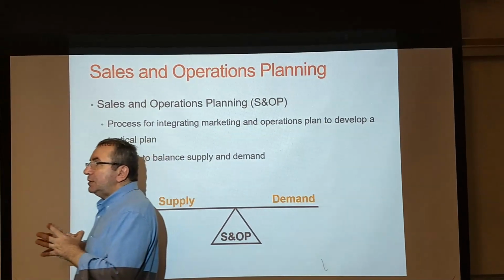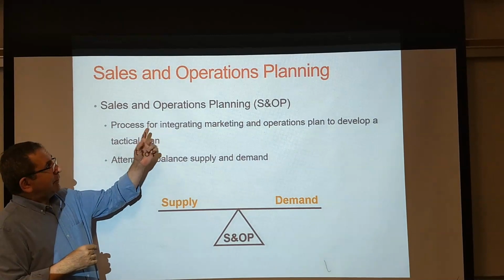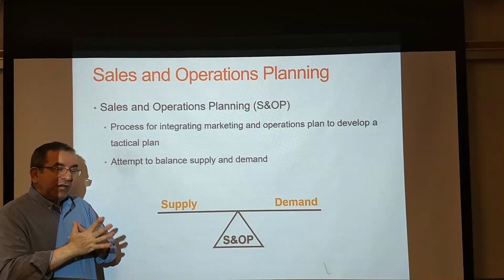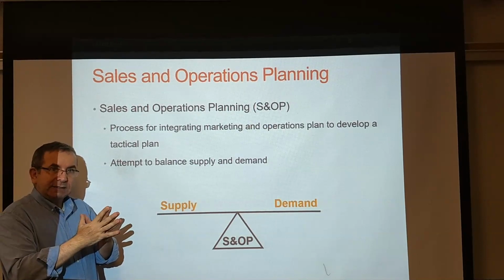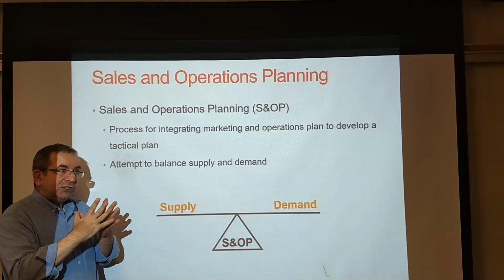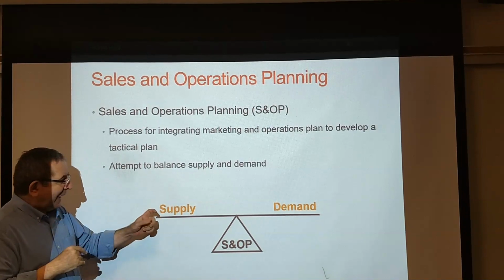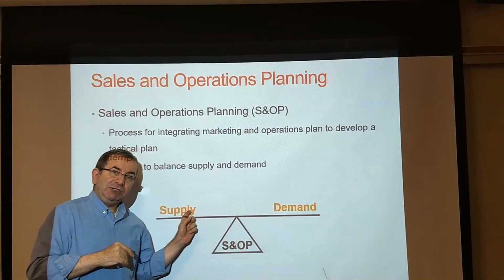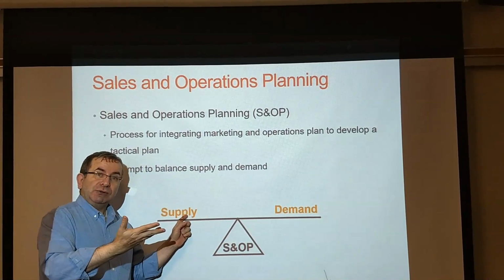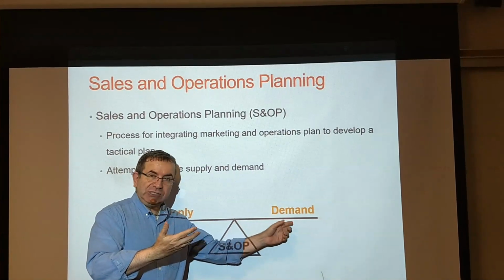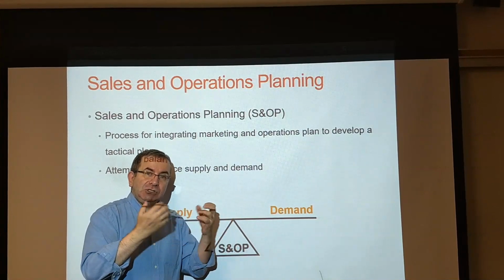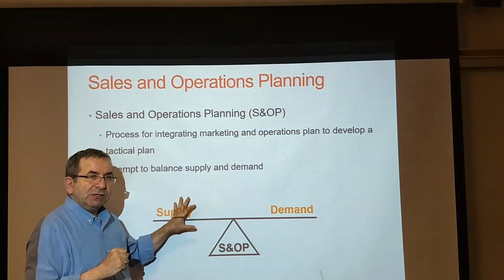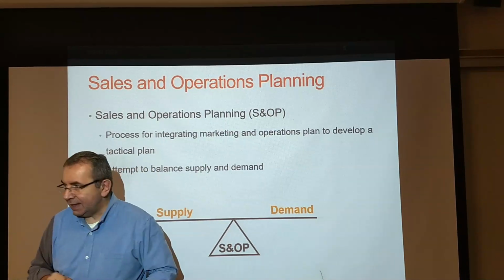So you need to follow this sales and operations planning process where you generate a consensus forecast, and this consensus forecast should be such that it balances supply and demand, how much you can produce and how much you can sell, okay? So the consensus forecast is supposed to balance production and sales.